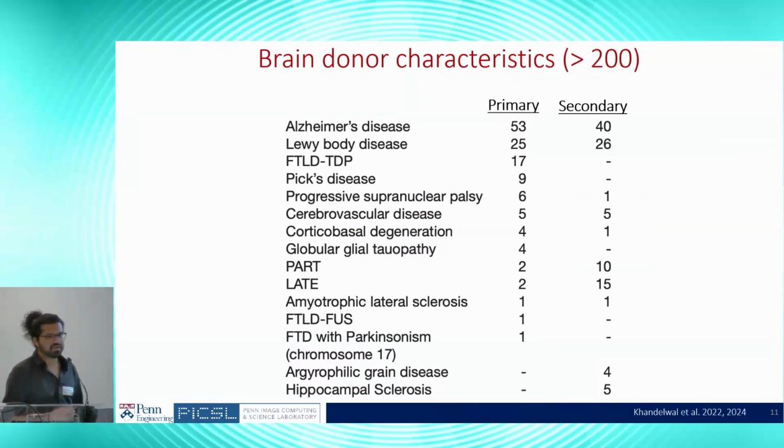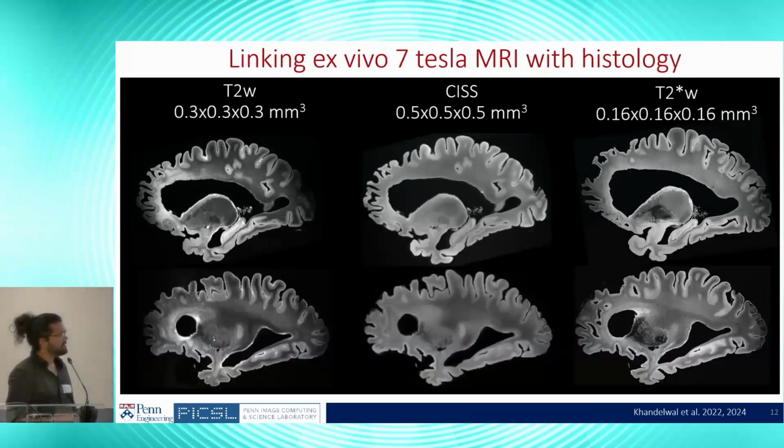So just to give you an idea, we have over 200 postmortem MRIs of these donors which span Alzheimer's continuum, Lewy body dementia, FTLD, both due to tau and TDP, and all these other different diagnoses categorized into primary and secondary. So in particular, for every brain specimen, we have three different modalities: a T2-weighted image at 300 microns, a KISS scan at 500 microns, and a T2 star FLASH sequence at 160 microns. And remember, additionally, we also have all the antemortem data for all these patients.